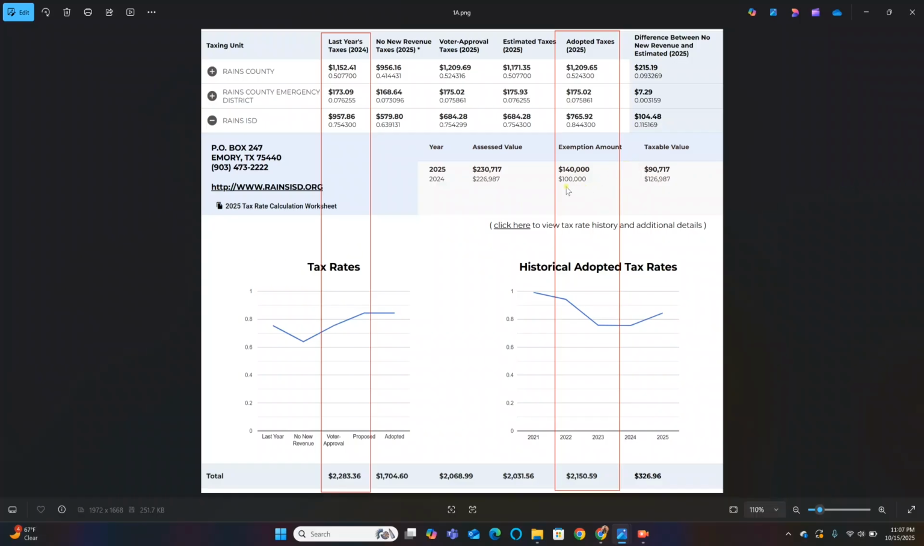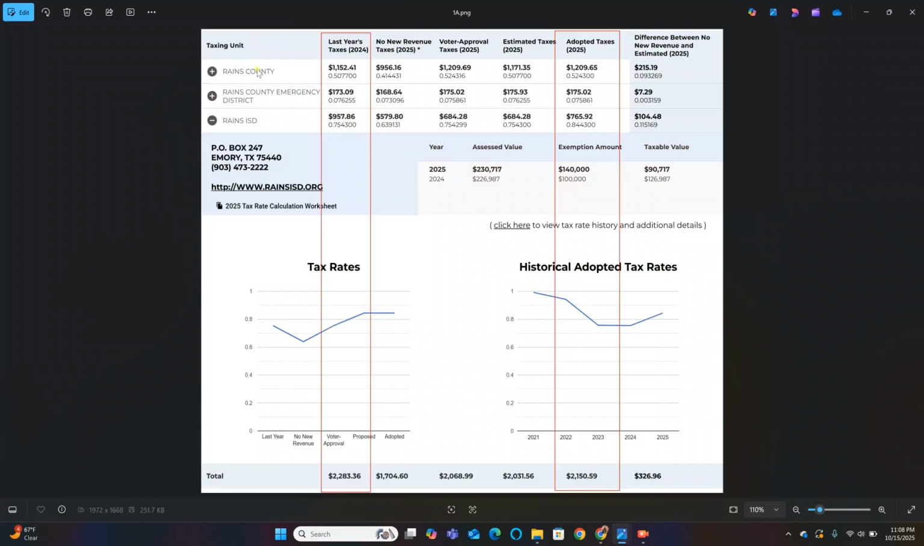And actually, prior to 2023, this exemption was only $40,000. It's increased over the years because it's helping to offset the market values, so it became way more impactful for you in most recent years, which is why it's so important to make sure it's in place now.